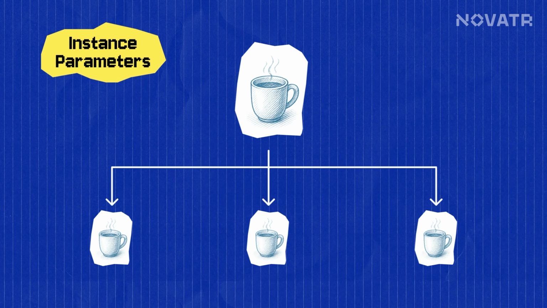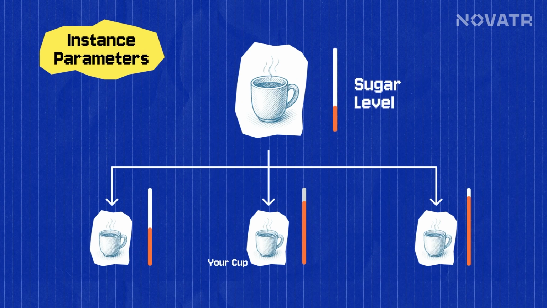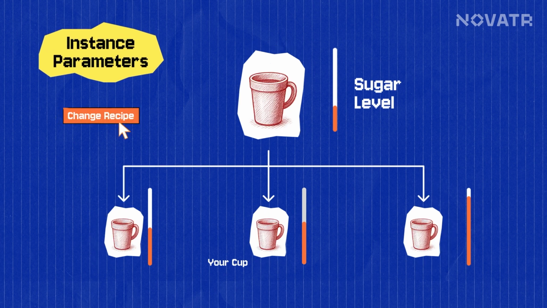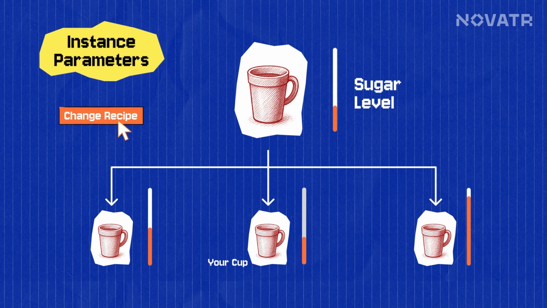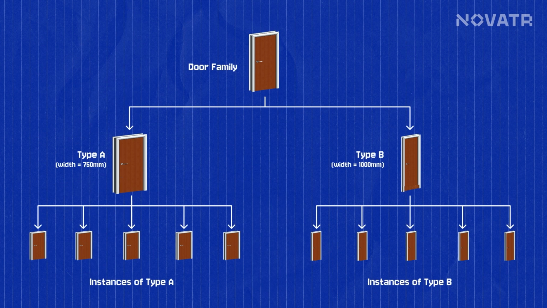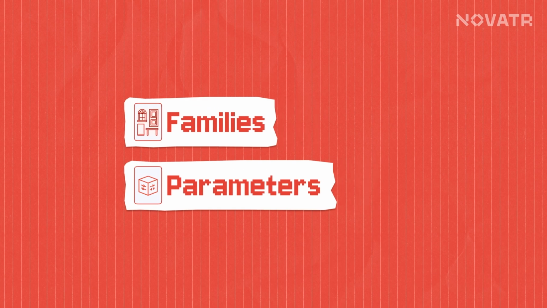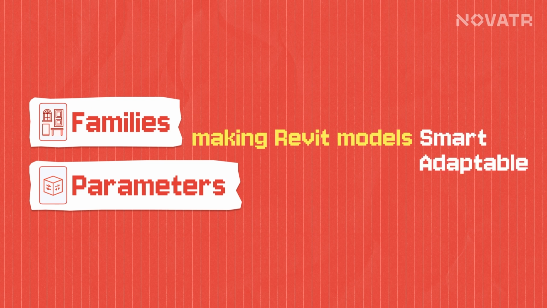Think of it like coffee orders. If you change the sugar level in your cup, that's an instance. But if the cafe decides to change the recipe for all lattes, that's a type. Family is a step above the type, where changes applied to a family affect all the types and instances of that particular family. Families and parameters are what make Revit models smart and adaptable.